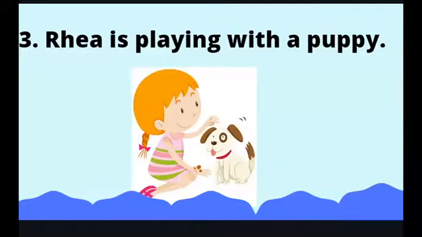Next, Ria is playing with a puppy. Ria is playing with a puppy. And the answer is, subject is Ria, predicate is playing with the puppy. Is playing with the puppy becomes a predicate.